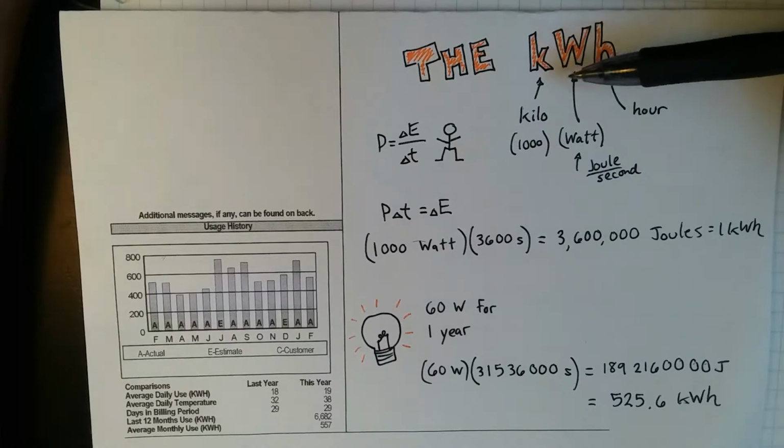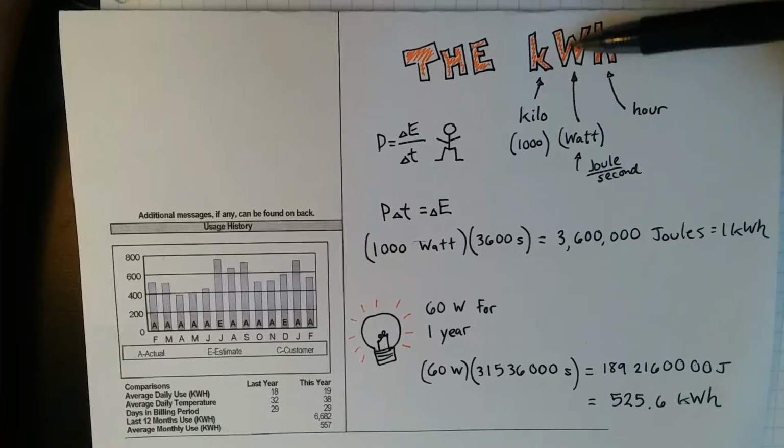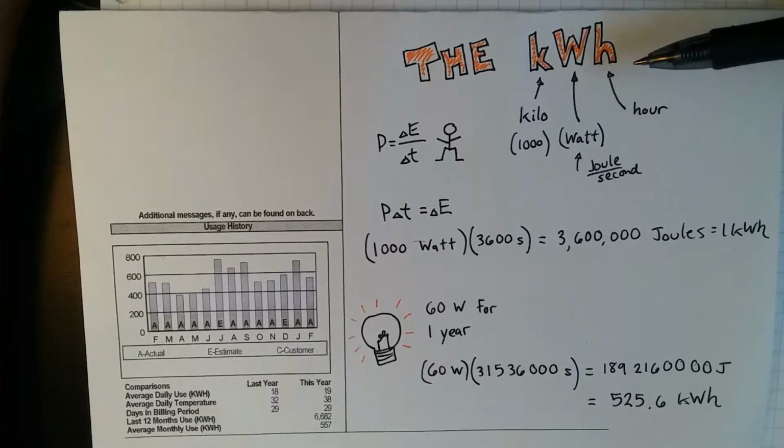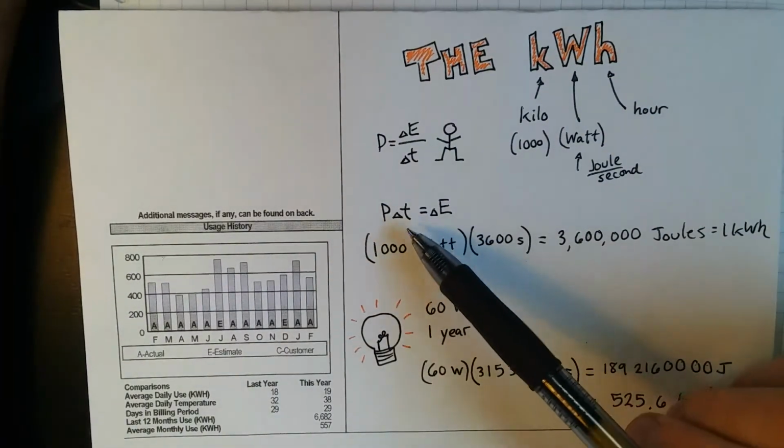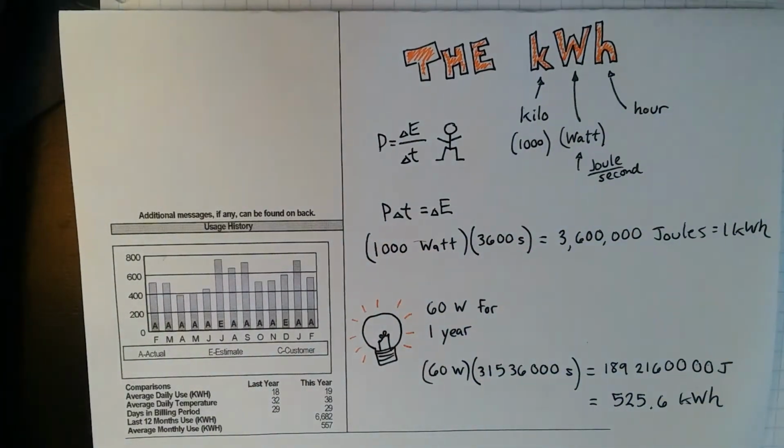And if you take power, which is what a kilowatt is, 1,000 watts, and multiply it by an hour, which is time, well, you're doing power times time, and that equals energy. That's what a kilowatt hour is. It's a unit of energy.